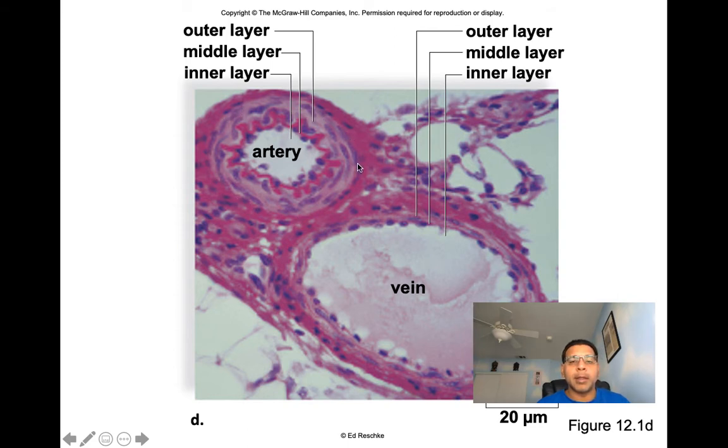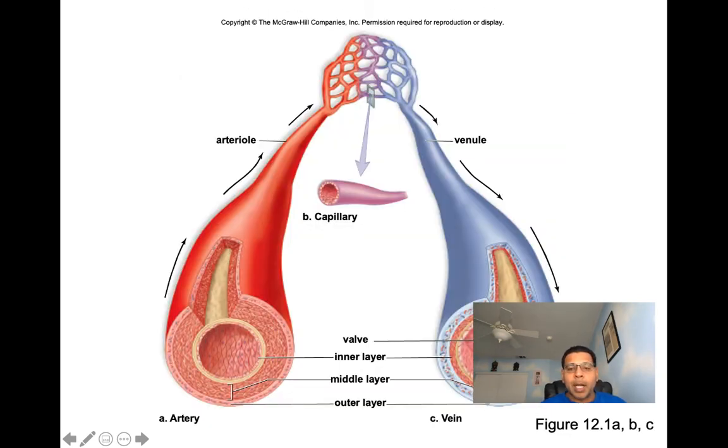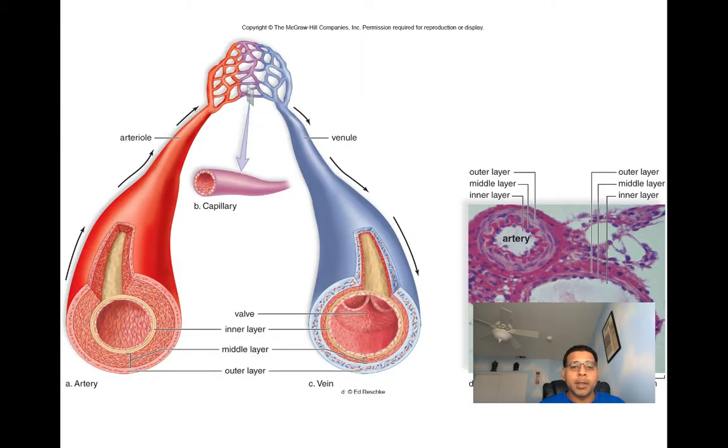And then same thing here you can see with the veins, and we'll look at the veins when we talk about the veins. The internal layer, then the middle layer, and then the outer layer. Here in the veins, we'll see the middle layer is not going to be as thick as we can see here in our arteries. And we'll see why.